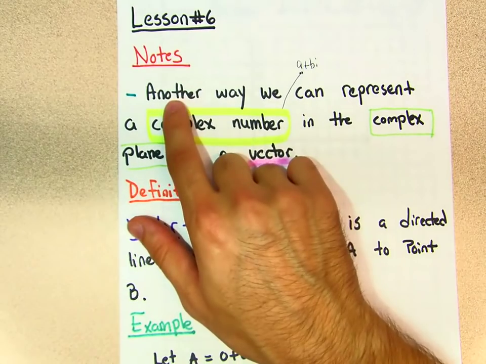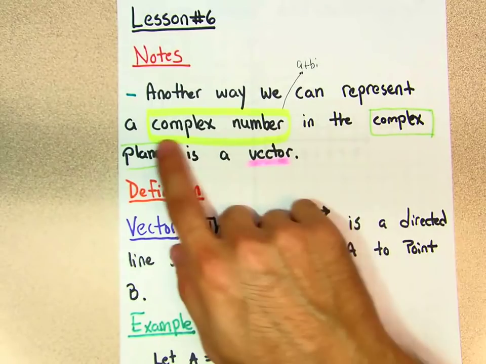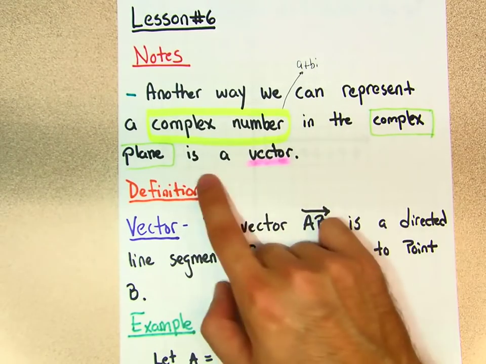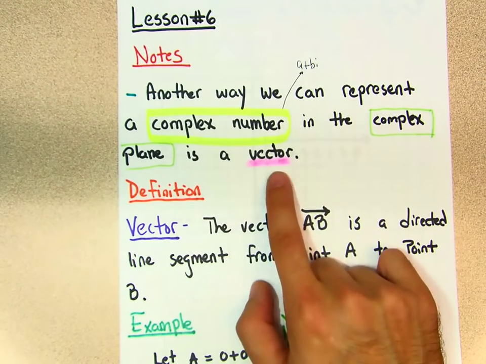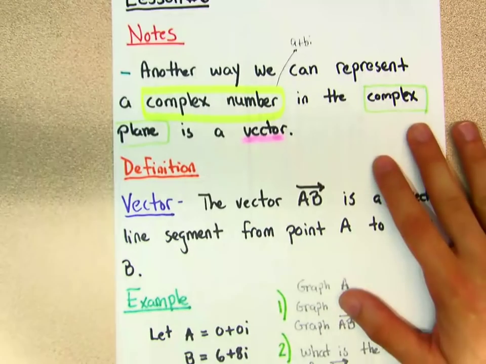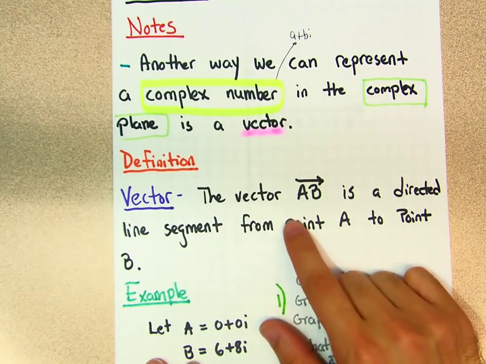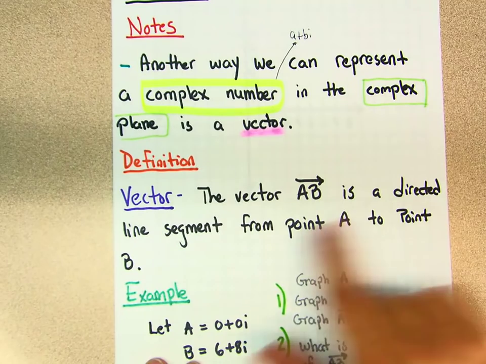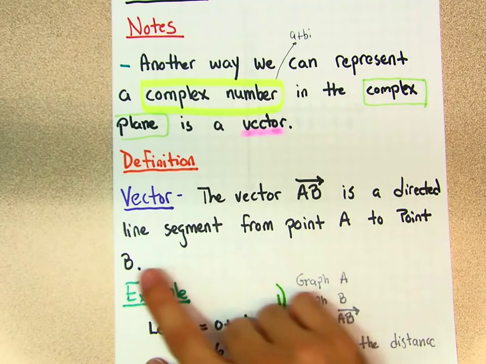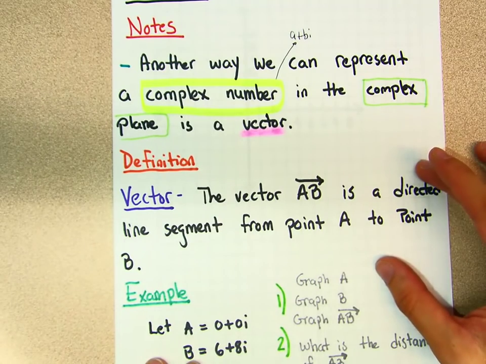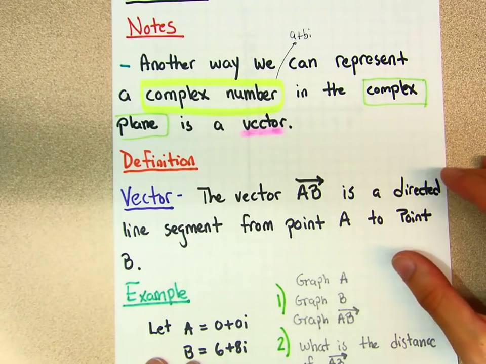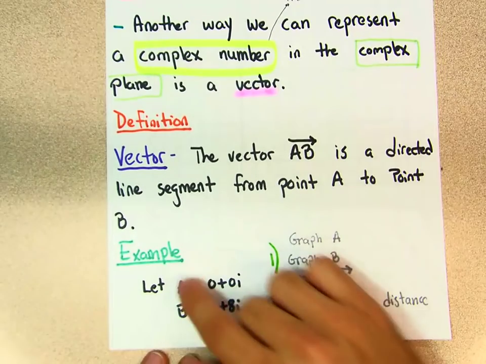Lesson 6, it says, notes: another way we can represent a complex number in the complex plane is a vector. So I'll describe what a vector is. Some vector AB is the directed line segment from point A to point B. Right now this just feels like blah blah to you, but give me a second and I will explain everything. So let's take an example.